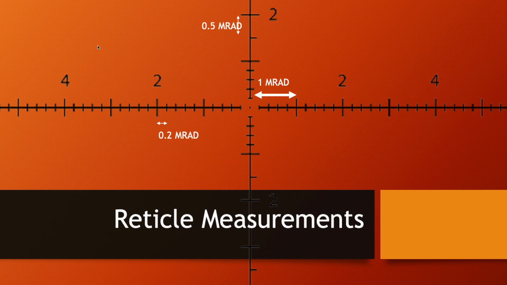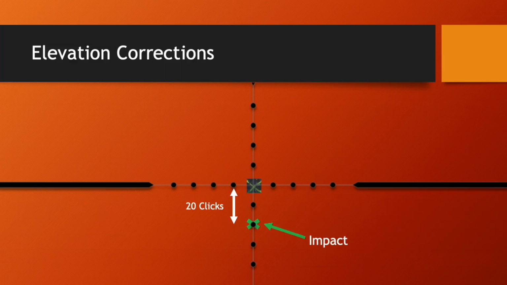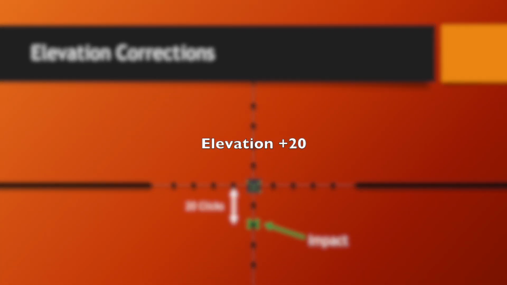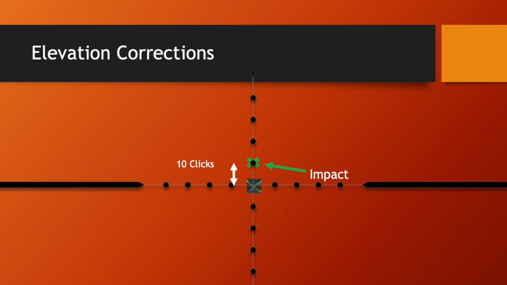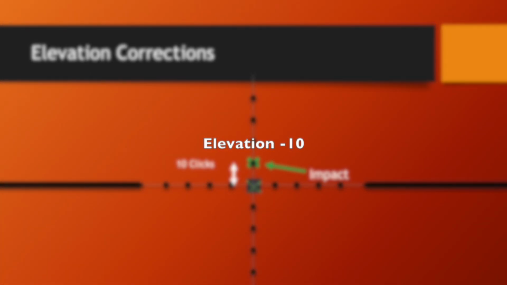It is therefore very easy to provide the shooter with a correction in the number of clicks based on your observation. For example, if the shot is too low by 2 dots in this example, it means the shot is 20 clicks too low. You will need to instruct the shooter to correct their elevation by 20 clicks up using the command elevation plus 20. Likewise, if the shot is too high by a dot, it means it is 10 clicks too high. The shooter should adjust the elevation 10 clicks down with the command elevation minus 10.